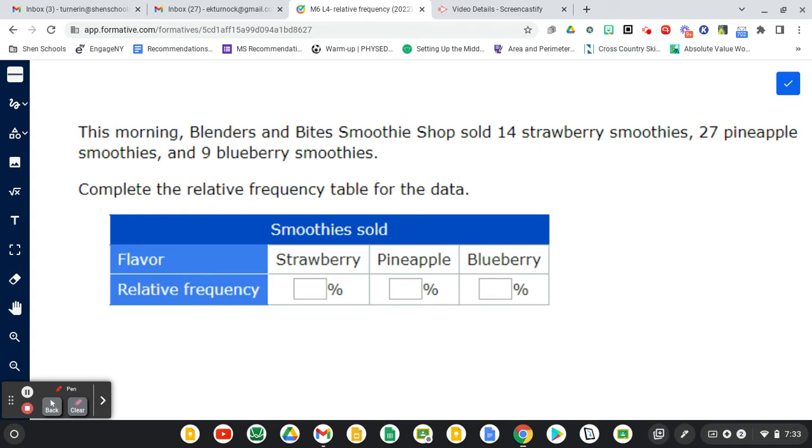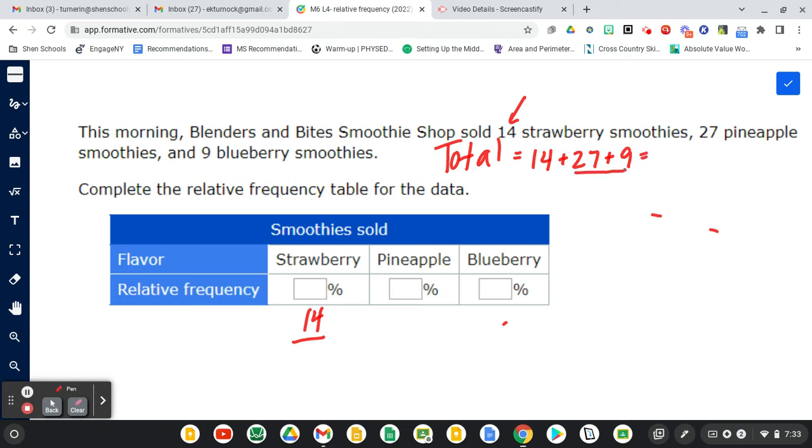One more example here. This morning, Blenders and Bites Smoothie Shop sold 14 strawberry smoothies, 27 pineapple smoothies, and 9 blueberry smoothies. Complete the relative frequency table for the percent. Okay, so I need to know the total in order to make my fraction, because strawberries happened 14 times out of a total of how many orders we got. So that's going to be 14 plus 27 plus 9.